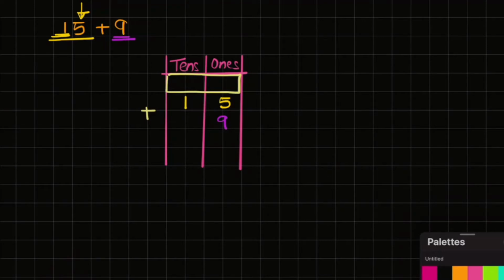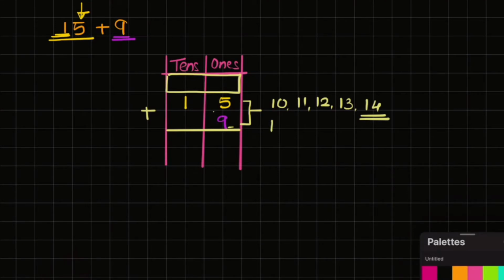Let's see how. We are going to draw one line because after this line we are going to write the answer. Let's do the addition of the ones column first. It's 5 plus 9. Here you can either do object drawing or you can count forward from the higher number, that is 9. So we are going to count forward up to 5 numbers: 10, 11, 12, 13 and 14. So 14 is our answer.